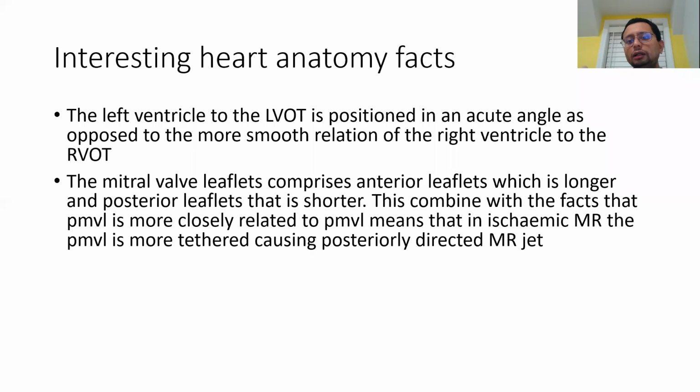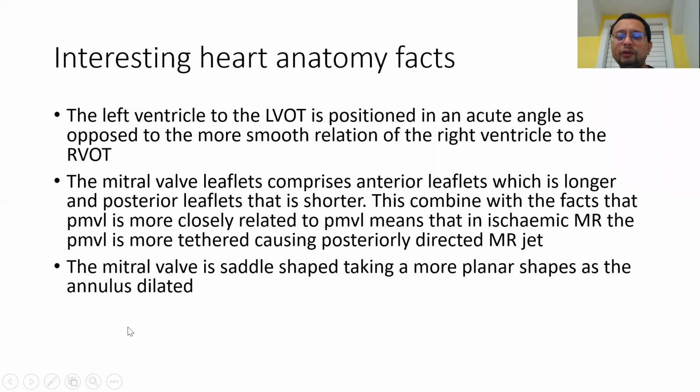The thing that is important to remember is the posterior mitral valve leaflet is actually shorter than the anterior mitral valve leaflet. For example, if your left ventricle is dilated, it pulls the papillary muscle upwards and causes mitral regurgitation. The leaflet that is affected more is the posterior mitral valve leaflet because it is shorter. Because it is shorter, it is restricted, it is tethered more easily compared to the anterior mitral valve leaflet. That is a salient thing about the mitral valve leaflets.